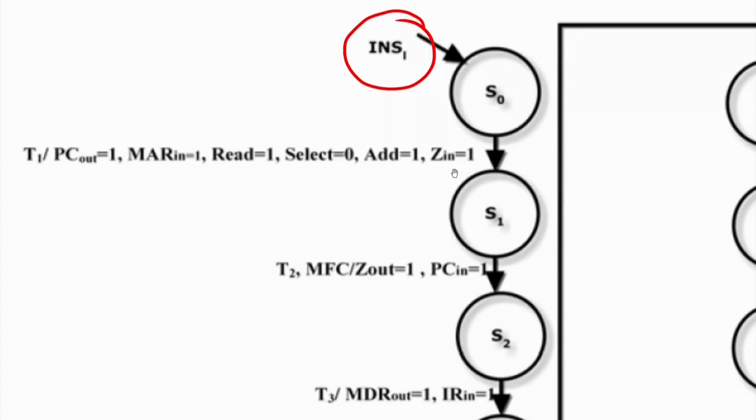So all these signals will be correspondingly generated at this state, and all other signals which are not shown are 0. MAR in is 1. So what about MAR out? It will be equal to 0, like PC out equal to 1. So what about PC in? It will be 0. Whatever is not shown here is made 0.